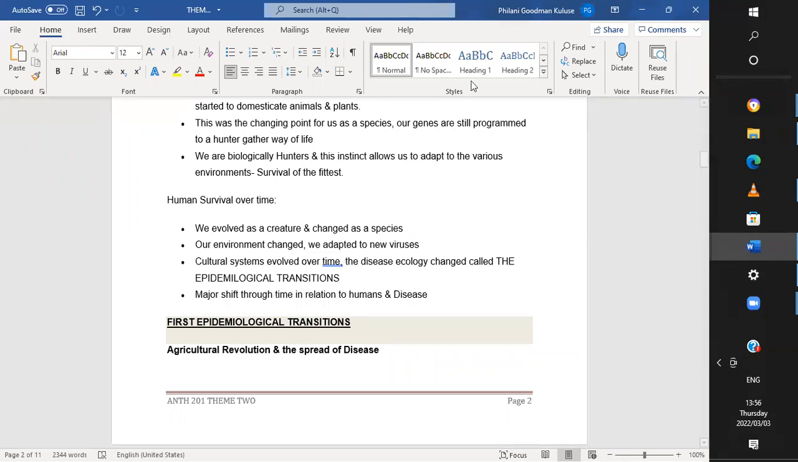So today we dealt with theme 2. We are done with theme 2. Next week, we will be going through theme 3. Just remember that medical anthropology deals with health crisis. By looking at the first, second, and third epidemiological transition, we have been able to draw many illnesses and diseases, the causes of such illness, the environmental contributions, the biological contributions, and the cultural contributions of illness.